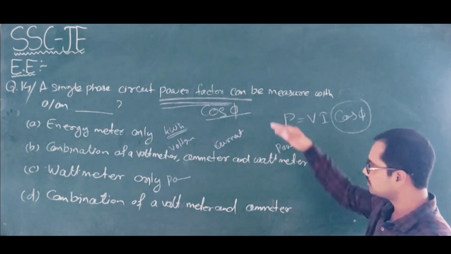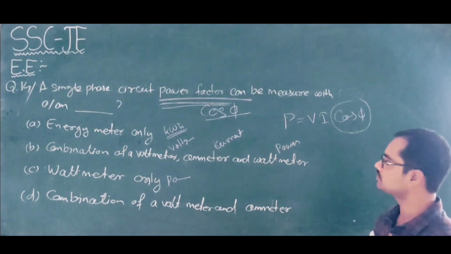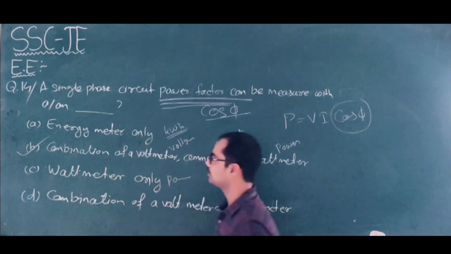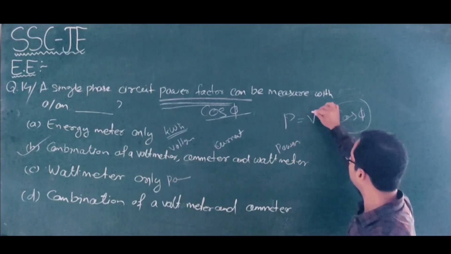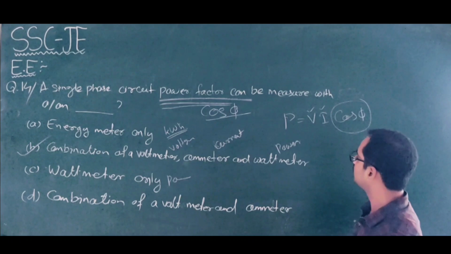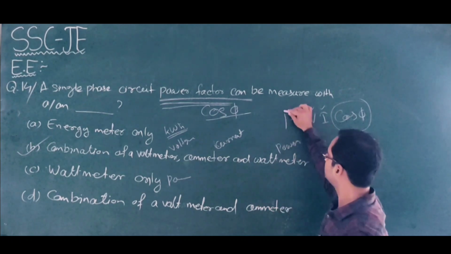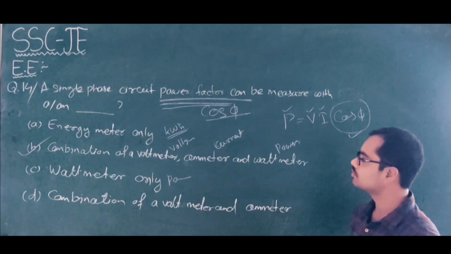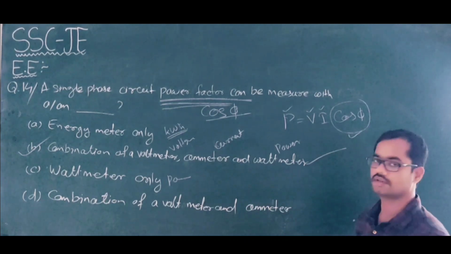So from all the combinations, from all the options, answer B will be the correct answer, because here we can find out voltage, current and power individually. From that we will find out your cos theta. So your answer B is the correct answer.